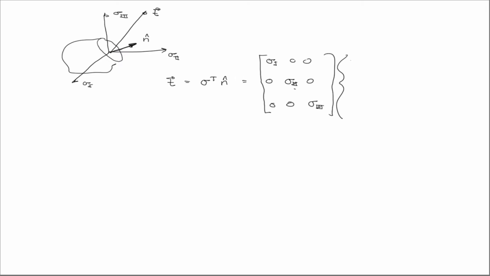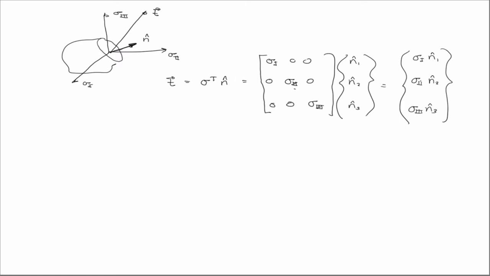So the traction vector then is sigma 1 n1, sigma 2 n2, sigma 3 n3. All right, so that's the traction vector, okay?